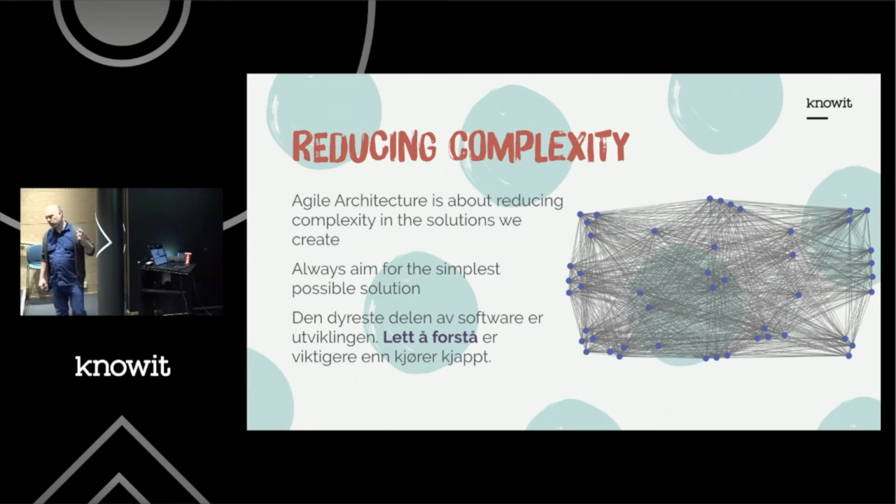So another claim is that one of the main goals of Agile Architecture is reducing the complexity of the systems you create. The lower the complexity, the easier the maintainability, and the easier it is for developers and others to understand how the system is built and how to integrate the different parts together.